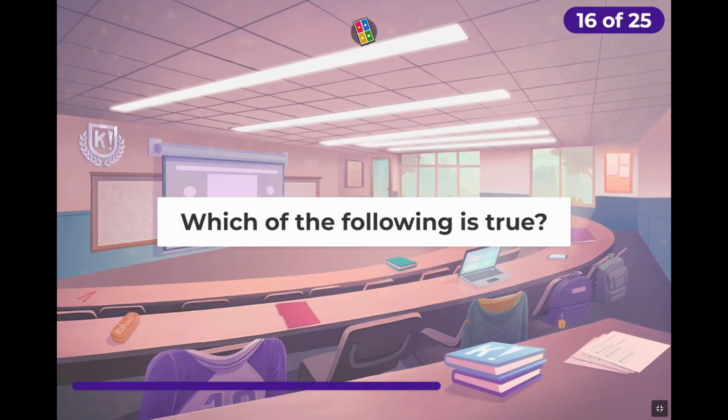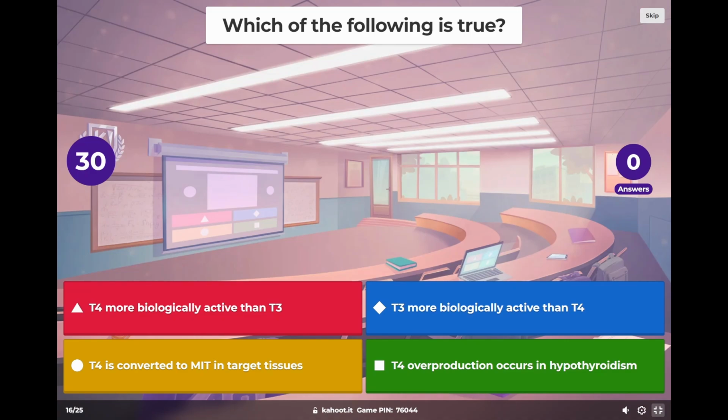Okay, which of the following is true? T4 is more biologically active than T3. T3 is more biologically active than T4. T4 is converted to MIT. T4's overproduction occurs in hypothyroidism.